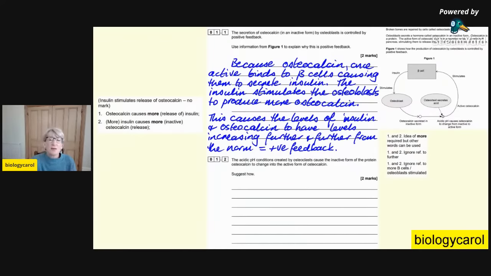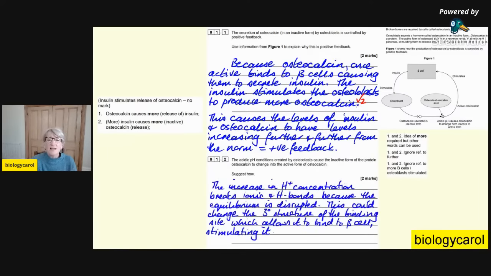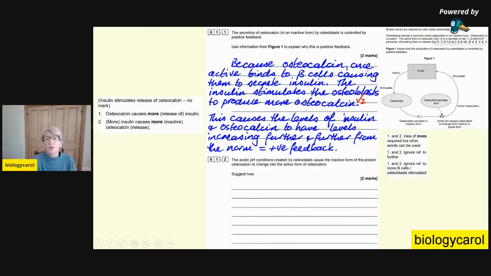Here are the notes. I don't think I need to use the notes on this. And therefore, this is where I got my mark. Now, notice that I didn't get mark 0.1 because I didn't say that it caused the release of more insulin. And that was clearly a very important part of the answer. I just said that it causes it to secrete insulin. So I actually missed the first mark.